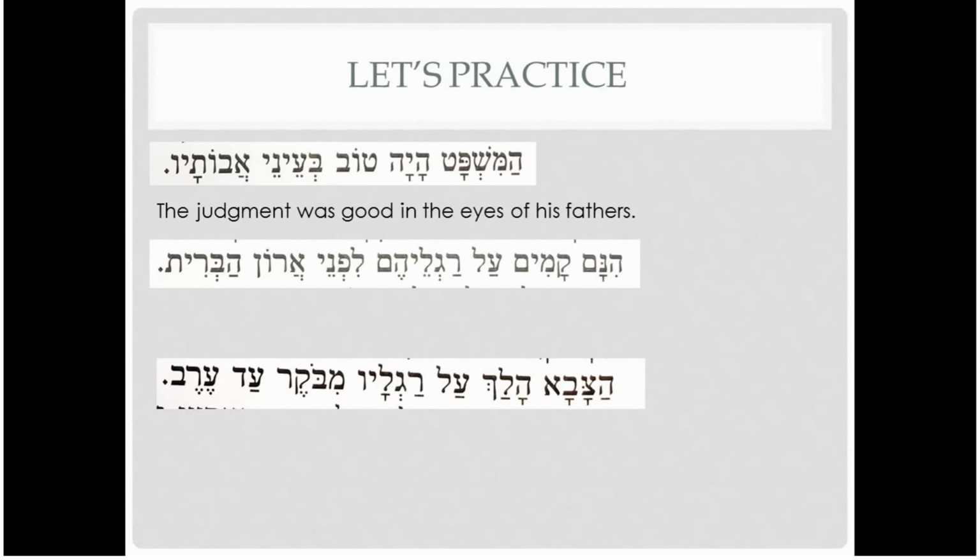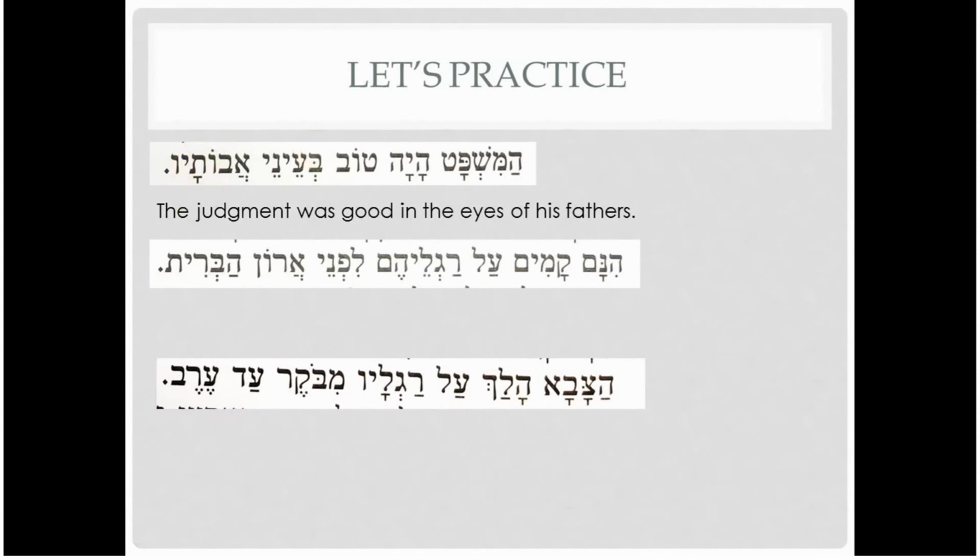Here's one translation for it: the judgment was good in the eyes of his fathers. So again, the most important thing is that you can recognize that avotav is a plural noun with a third masculine singular suffix attached, and you can tell it's plural because of the ot and because of the yod. Let's look at the next sentence.